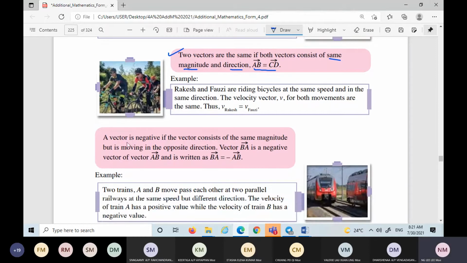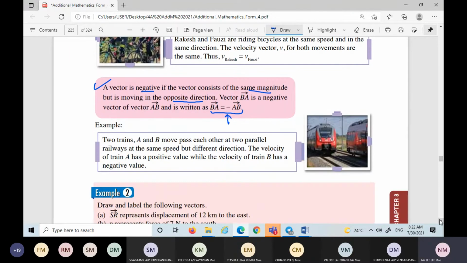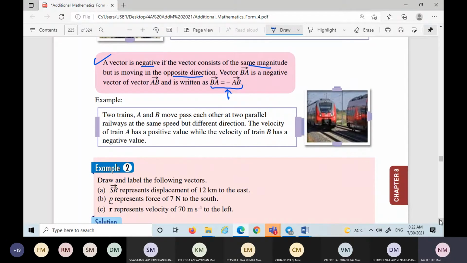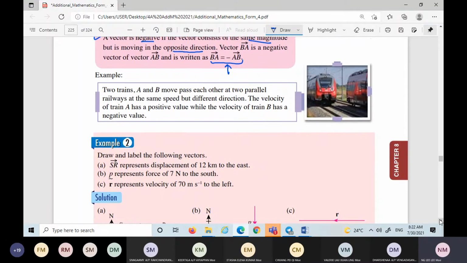Then what is the meaning of a negative vector? A vector is negative if it has the same magnitude but opposite direction. So BA is the negative vector of the vector AB. Then you can write it in this way. This one is very useful. BA is negative AB. So that's all for this.